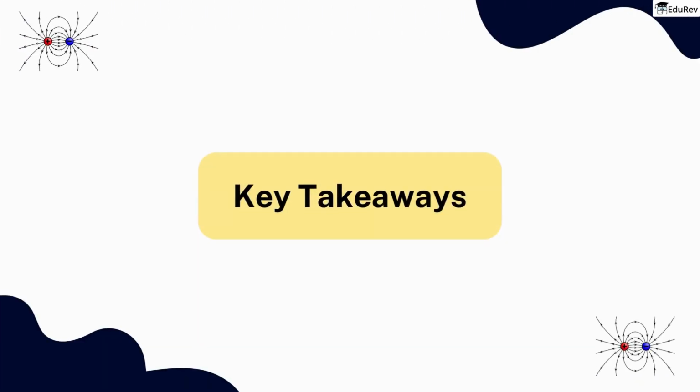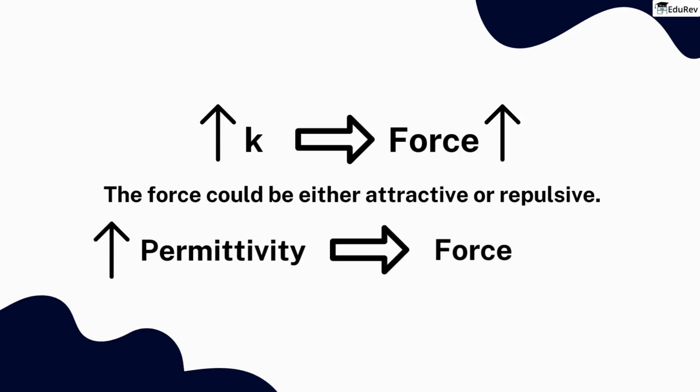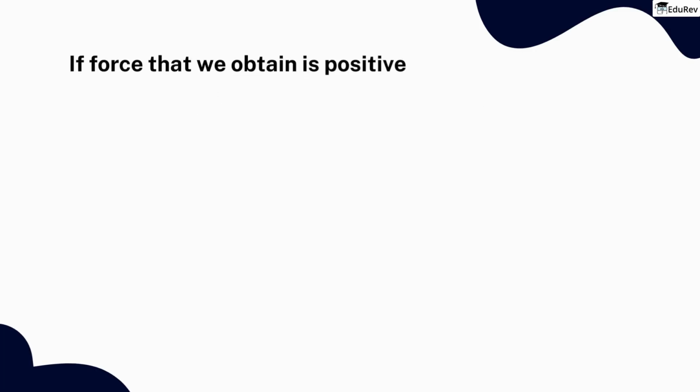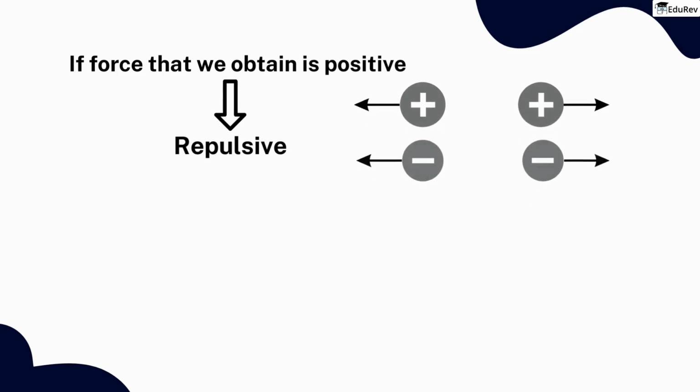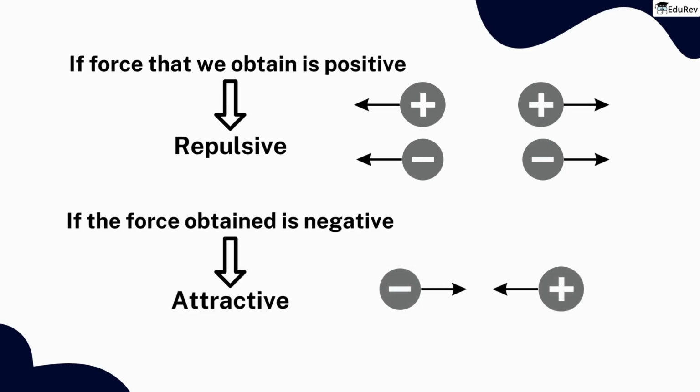Some key takeaways that can be taken from Coulomb's law are: first, if K increases, force between charges also increases. The force could be either attractive or repulsive. Secondly, if permittivity increases, the force decreases, that means they are inversely related. Third, if the force that we obtain is positive, then it is repulsive, as force can be positive only if the charges are alike, that are either positive or negative, and charges with the same sign repel. And if the force obtained is negative, it means the force is attractive, as it can be negative only when charges are with opposite signs.